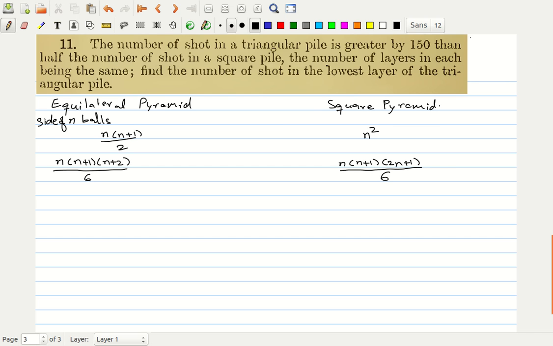Now the question says that the number of shots in the triangular pile is greater by 150 than half the number of shots in the square pile. So what will be the half of this? Half of this will be simply multiplied by half. Now it is given that this minus this is equal to 150, and we have to simply solve this equation.